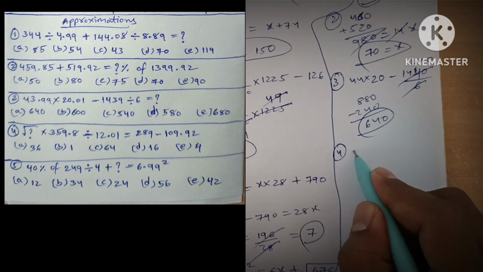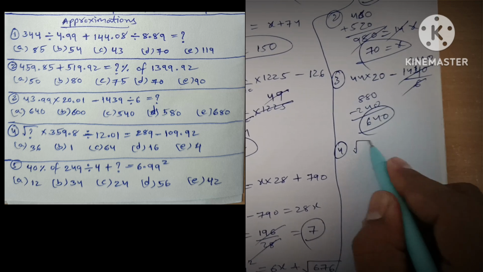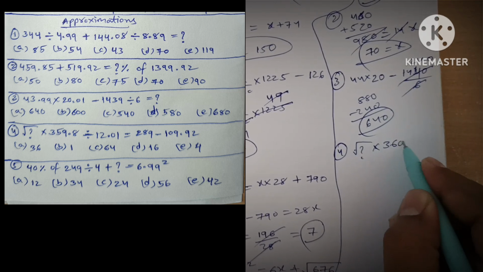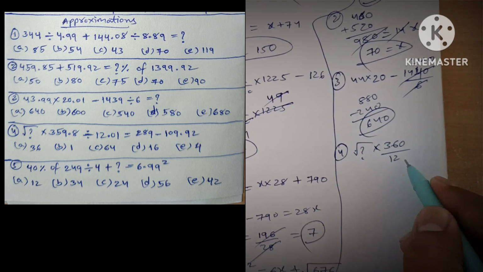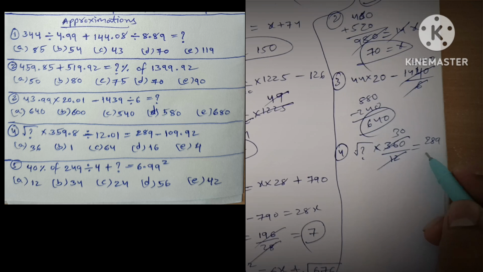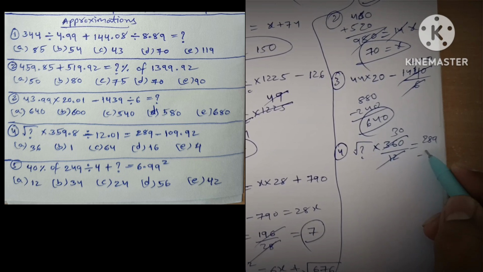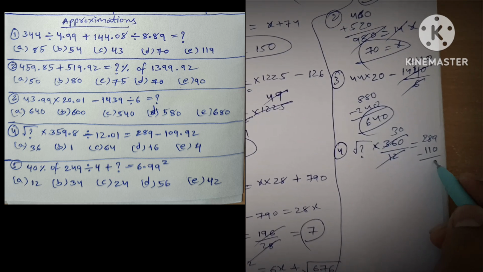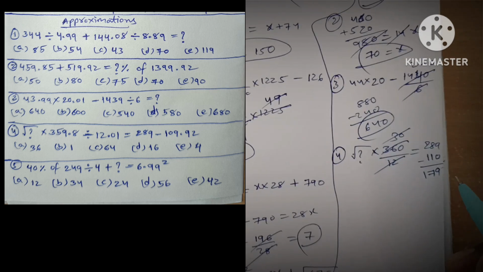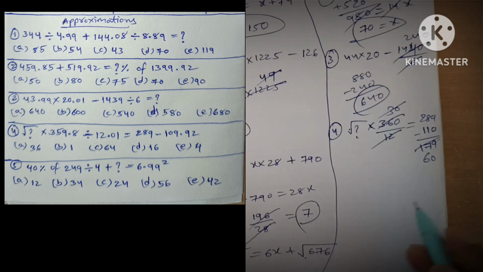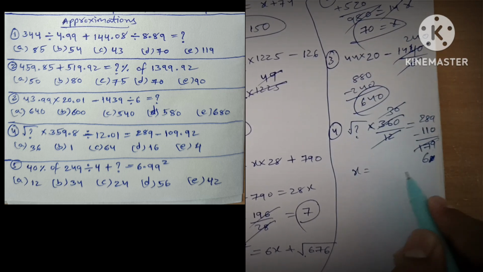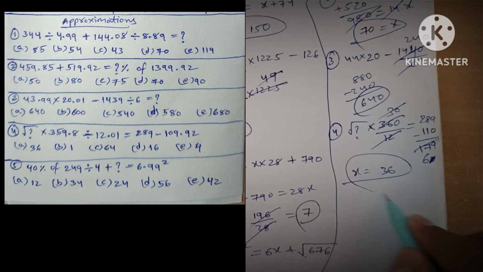Now fourth one, square root of question mark into 359.8 means 360 divided by 12.01 means 12, 30 times equals to 289 minus 109.92 means 110, 179. This is approximately 6 times 6. Therefore question mark is equals to 6 square, 36 is our answer.